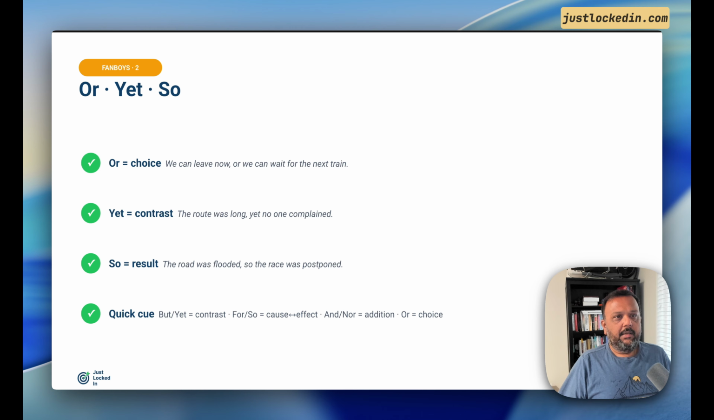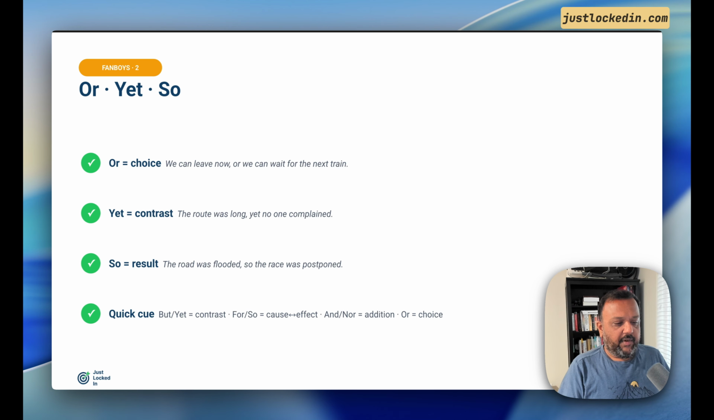Okay, but is, hey, it's a very clear contrast. Okay, maybe I have to put it that way. Yet is a contrast which is equivalent to, yeah, that was true, but still we did this. Okay, so that's yet. So is a result.